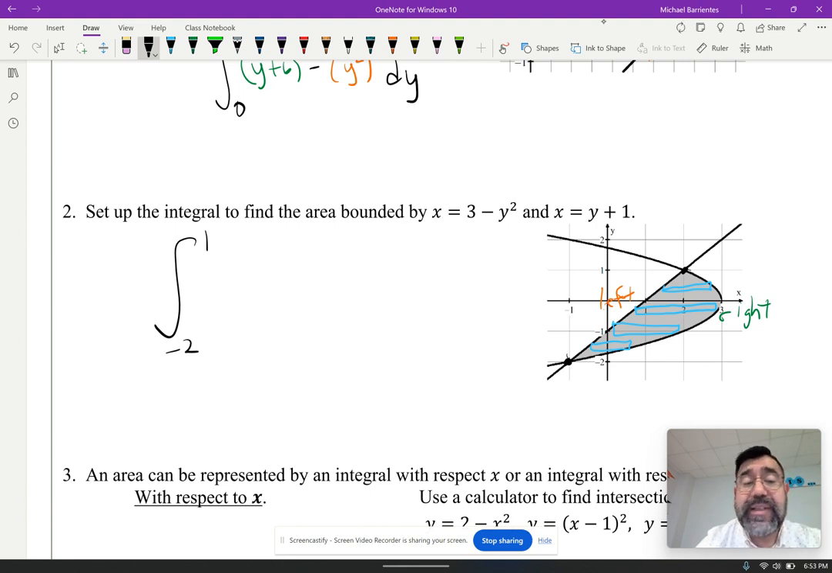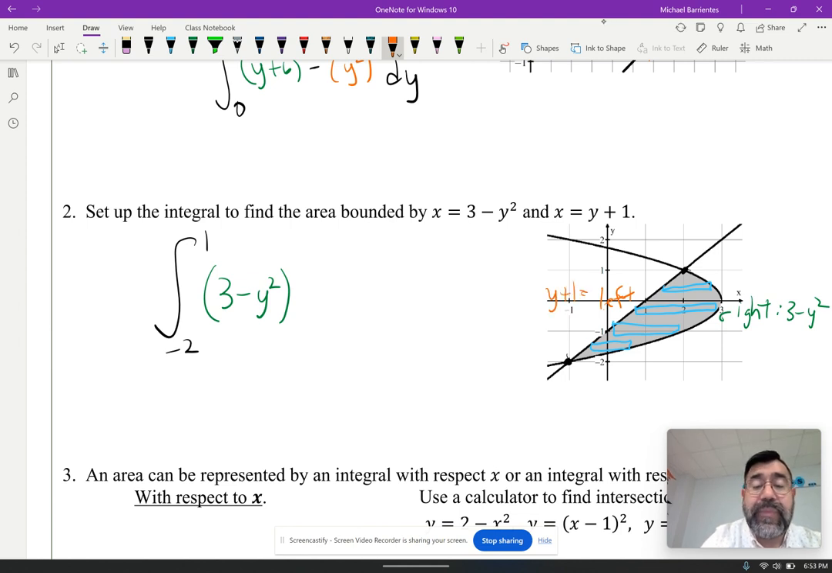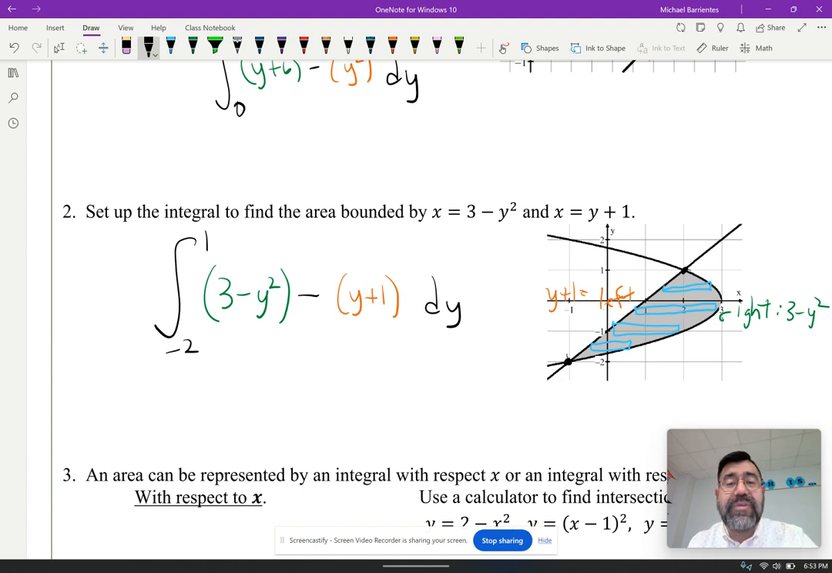Well, since this is a sideways parabola, this has to be 3 minus y squared. So that's the right side. That goes first. The right boundary function. And then the left boundary function here is y plus 1. That's the left side. Y plus 1. And we're going to subtract those. Right minus left. And we're going to say dy. This integral will help us find the area that's trapped between the curve.